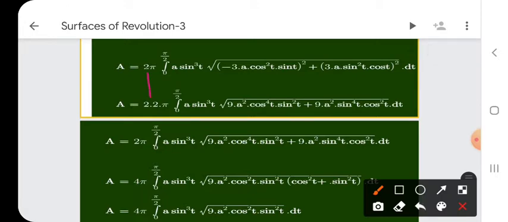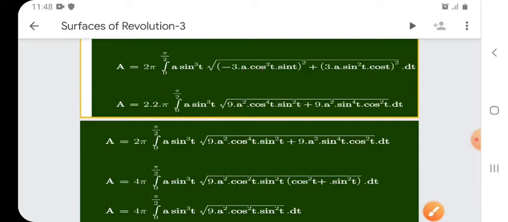See here, 2 pi, same. Sorry, this is only half of the surface area formula, but we want the total surface area. So I multiply this by 2. So I write 2 into 2 pi. Same a sin cube t. The whole square of this term: minus 3 whole square means 9, a whole square is a square, cos square t whole square means cos power 4t.